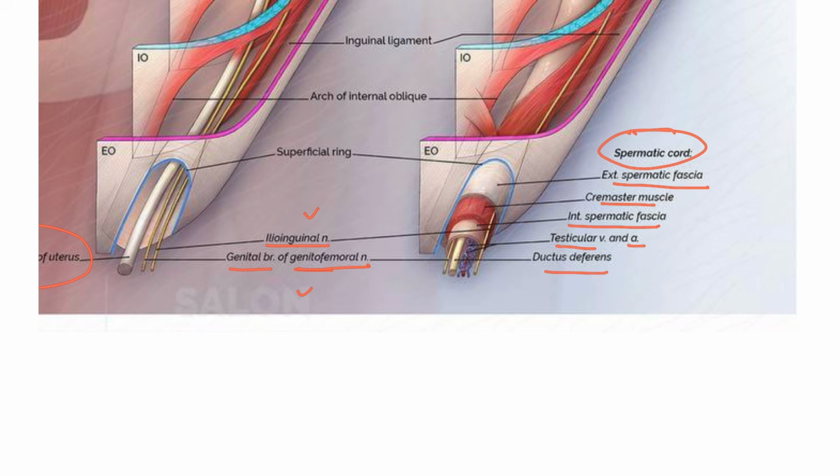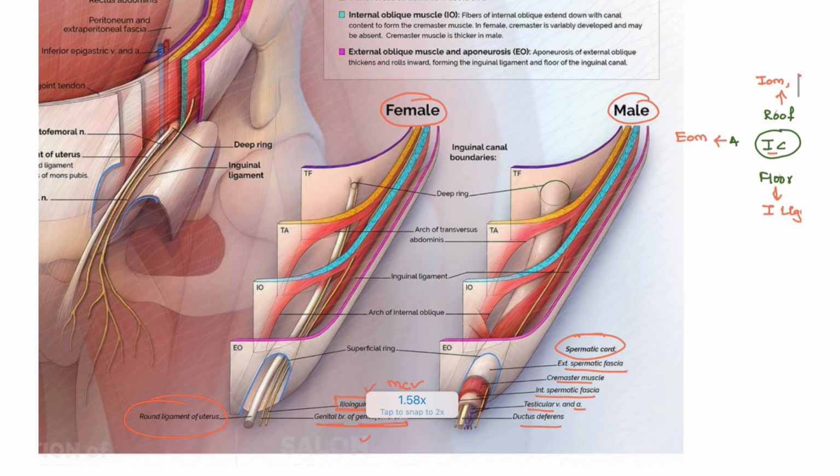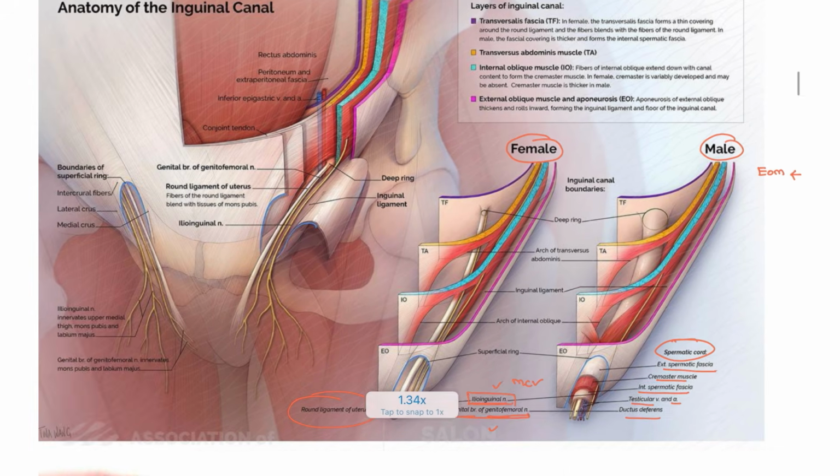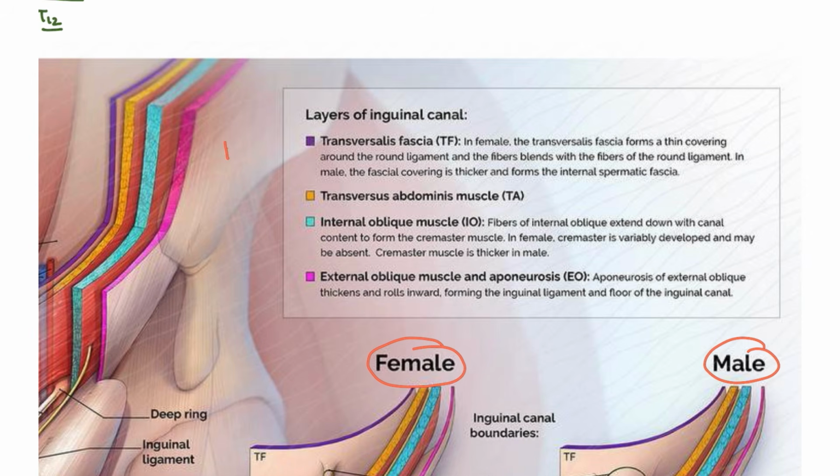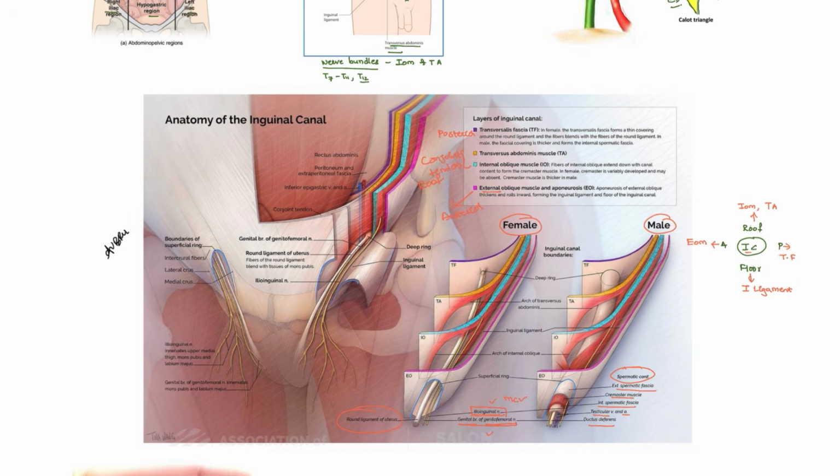What is the nerve that is passing, and if it is injured during surgery, which nerve is involved? That is the ilioinguinal nerve, the most common nerve present here. The other nerve is the genital branch of the genitofemoral nerve. These are the importance of the female and male contents and the inguinal canal boundaries. Again, coming back here: the transversalis fascia forms the posterior side. The internal oblique is also known as the conjoint tendon, and this forms the roof. The external oblique forms the anterior side. And this is the importance of the inguinal canal.